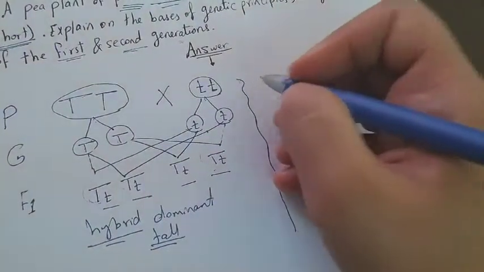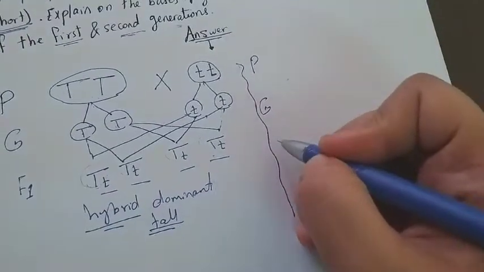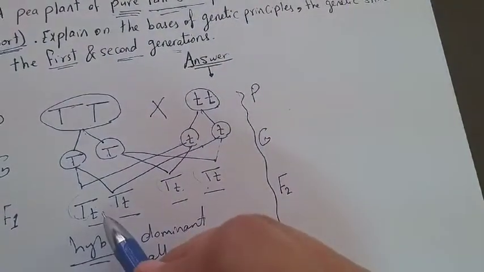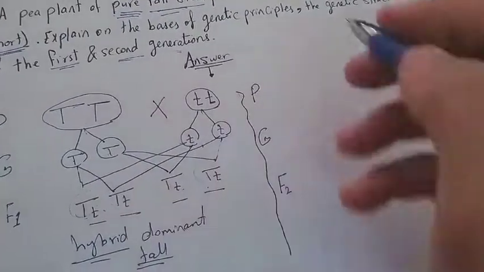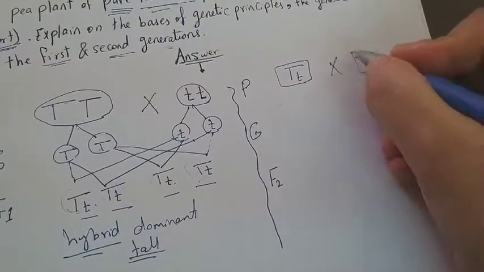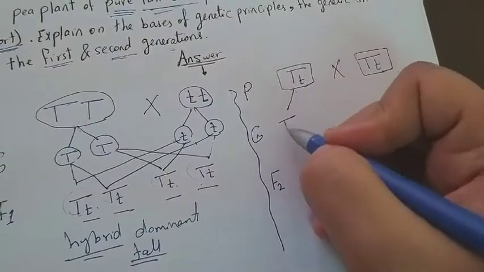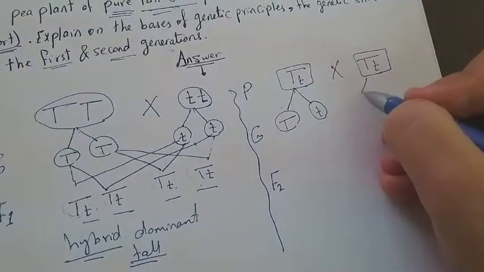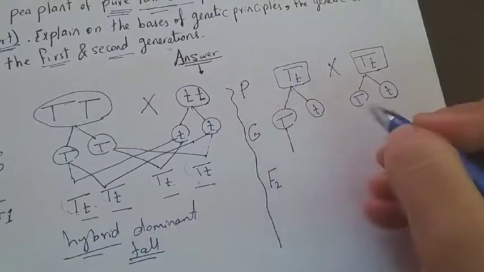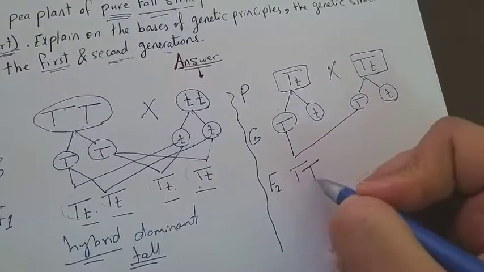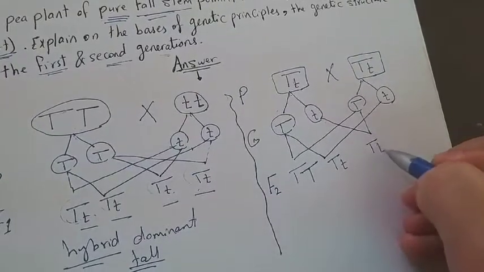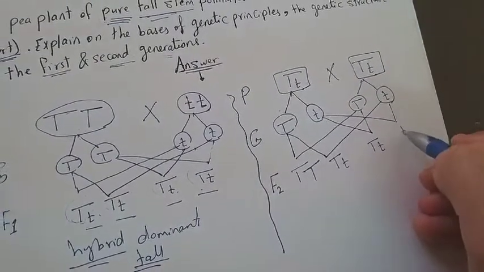Here we will do the second generation. We have here parents, gametes, and the second generation. So the parents here will be the first generation. They pollinate each other, self-pollination. So we have T capital, T small, crossed with T capital, T small, separate from each other, so giving T capital, T small, T capital, T small, then they produce the second generation: T capital with T capital, and here T capital with T small, and here T capital with T small, and here T small with T small.